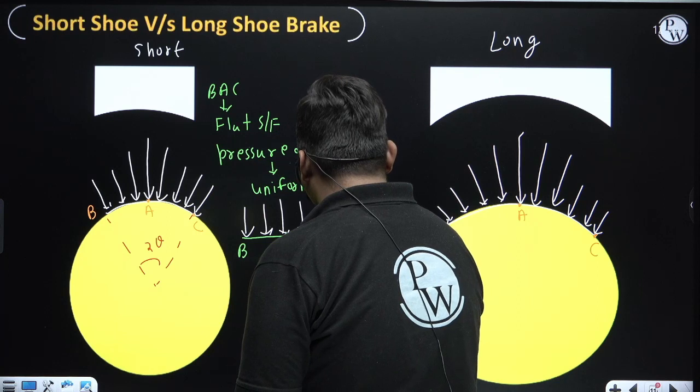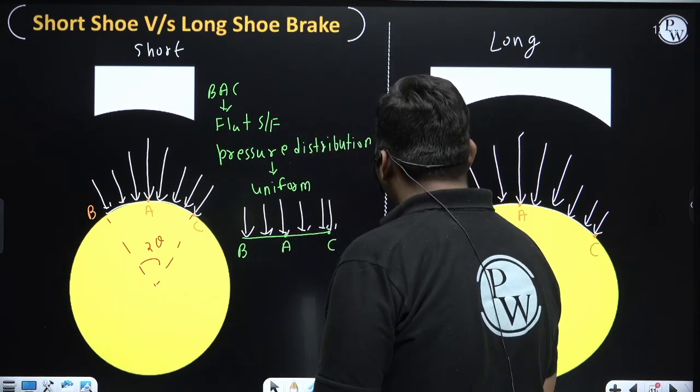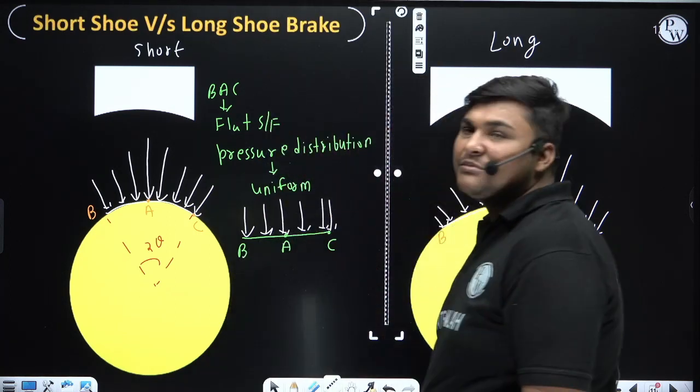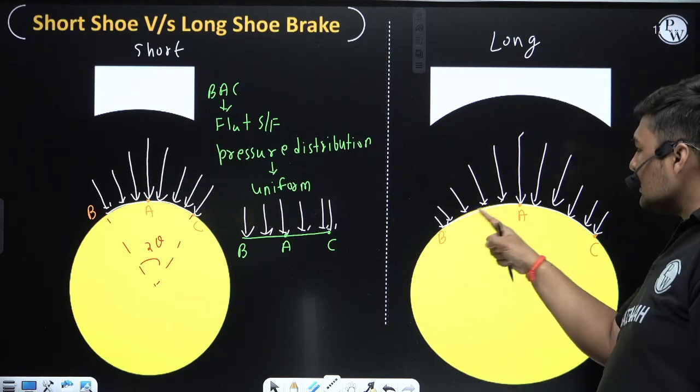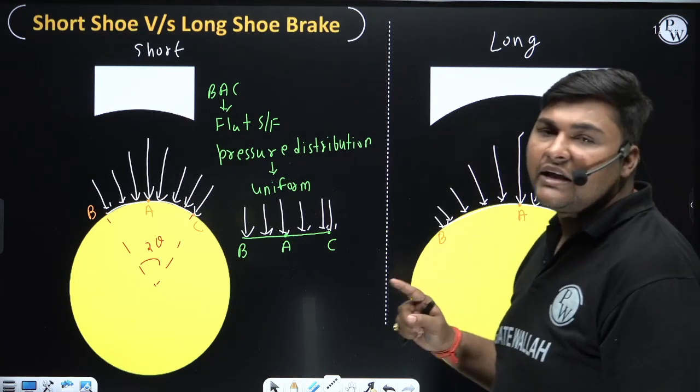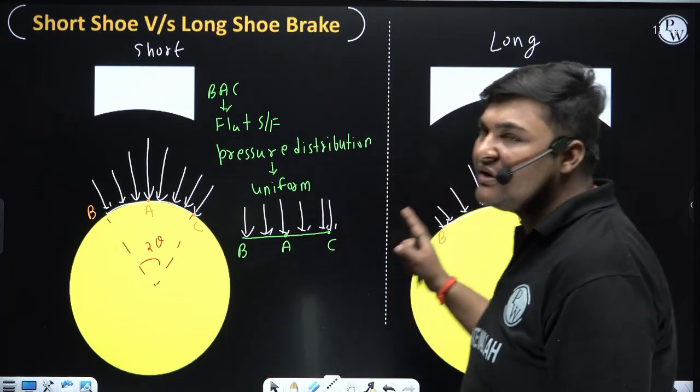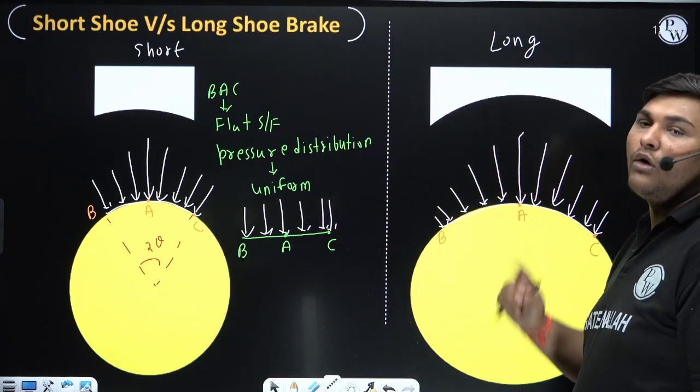But this is only valid for short shoe brake. We cannot make this assumption for long shoe brake, because this angle is more, therefore we cannot assume this surface as flat for long shoe brake.